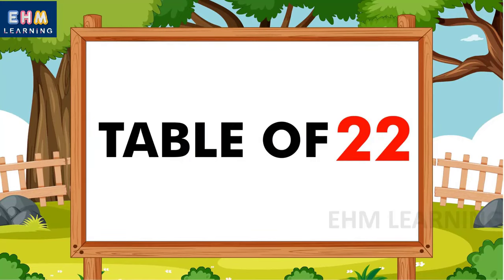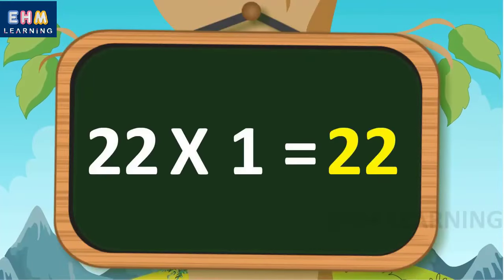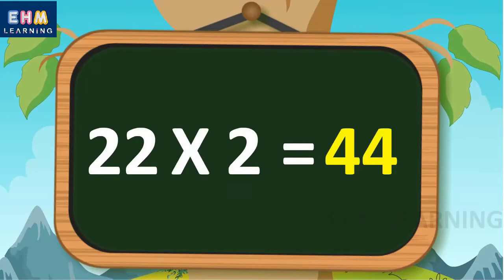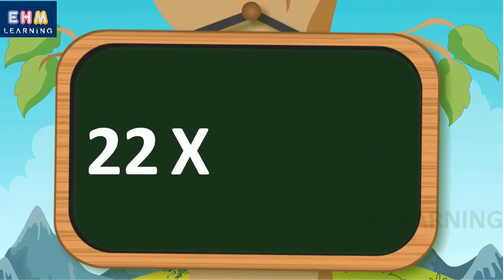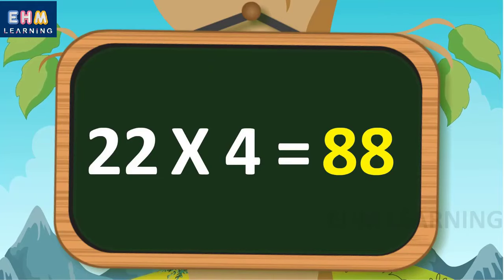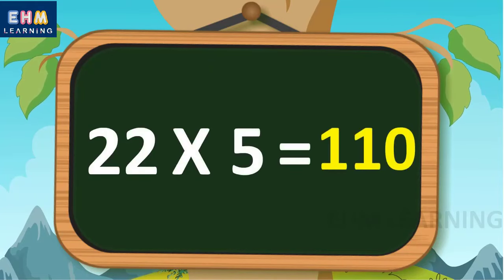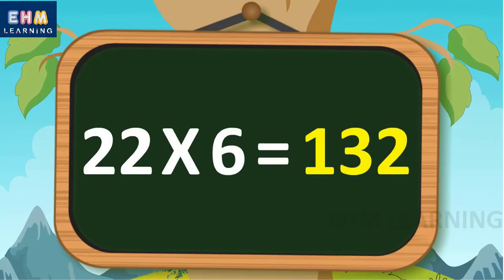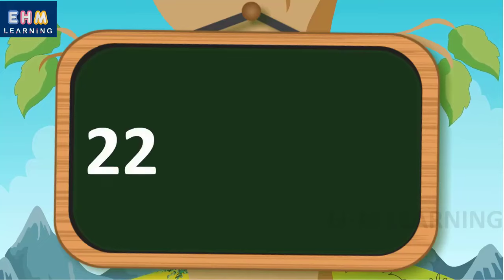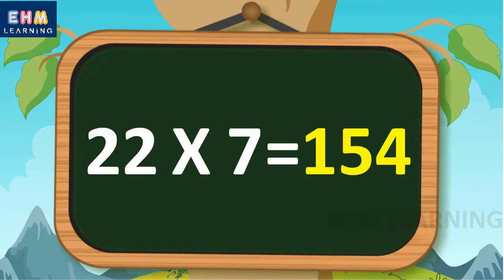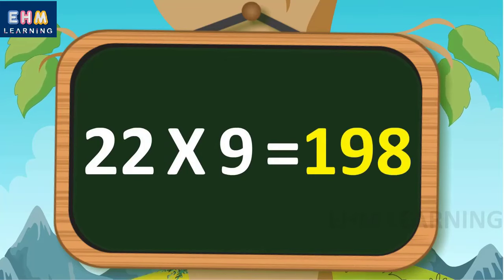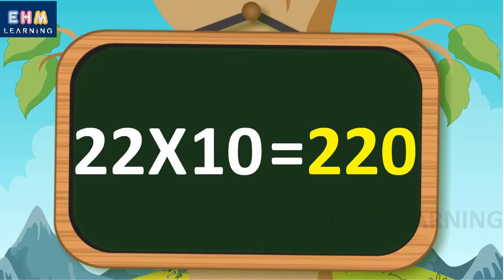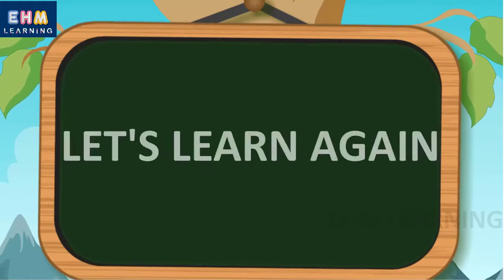Table of 22. 22 ones are 22. 22 twos are 44. 22 threes are 66. 22 fours are 88. 22 fives are 110. 22 sixes are 132. 22 sevens are 154. 22 eights are 176. 22 nines are 198. 22 tens are 220. Let's learn again.